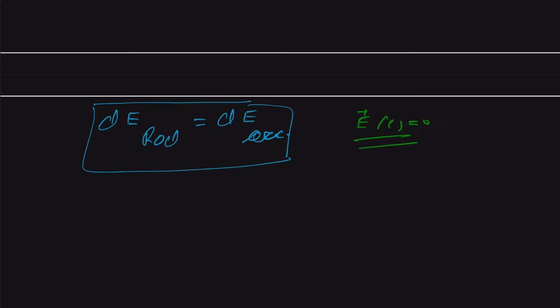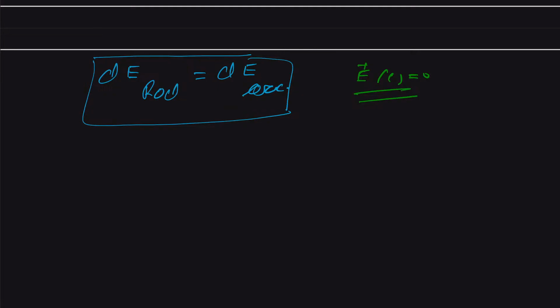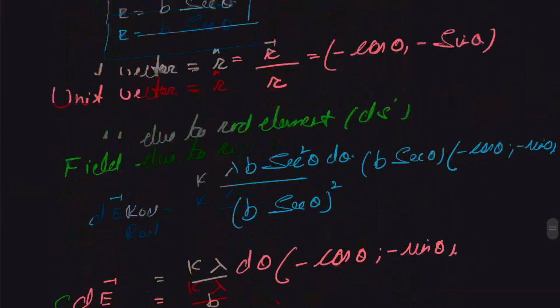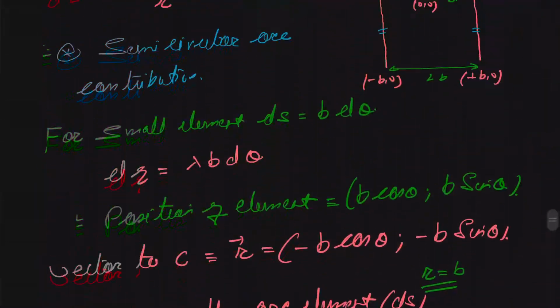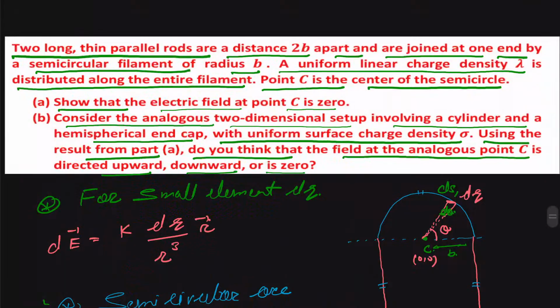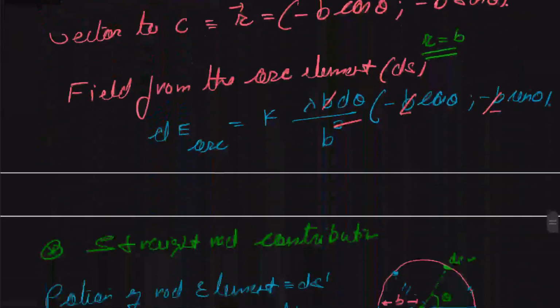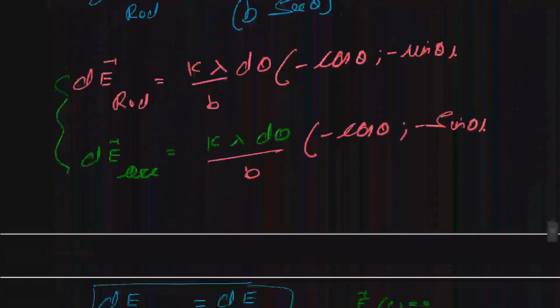For part B, which is just an analogy between the two surfaces, we can solve it by using the analogy. In this analogy we have to remember that we are now dealing with a 3D surface, because it is a two-dimensional cylinder and a hemispherical cap. Initially they were only a semicircular filament, like a thin wire. Therefore we can just draw an analogy between the two and solve it.